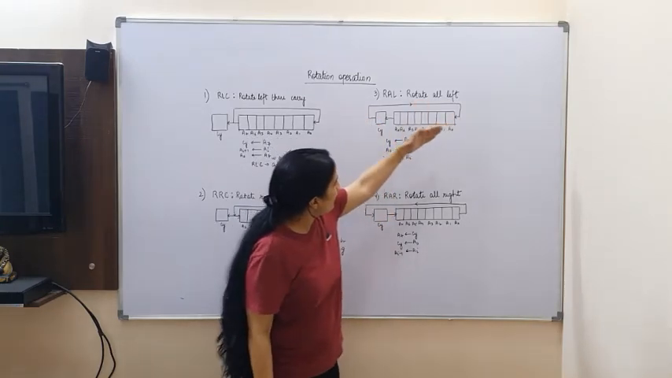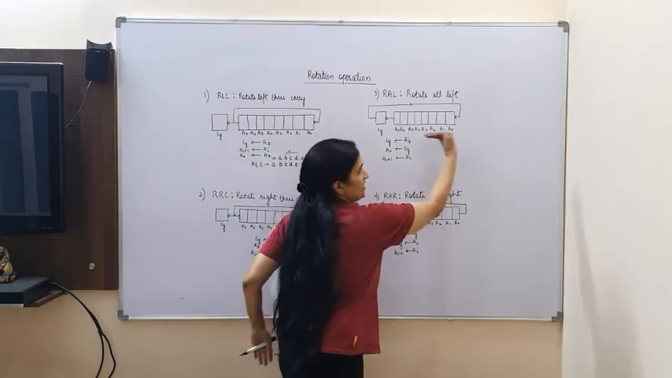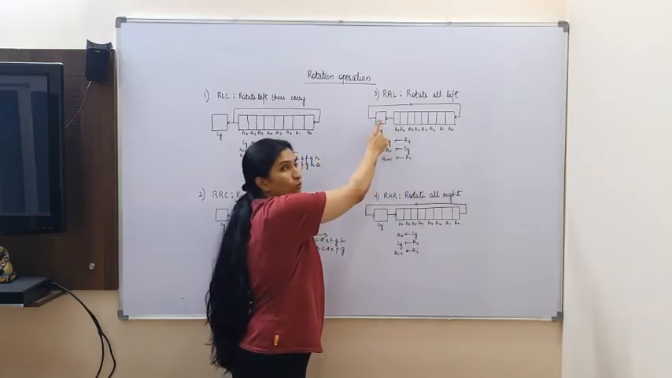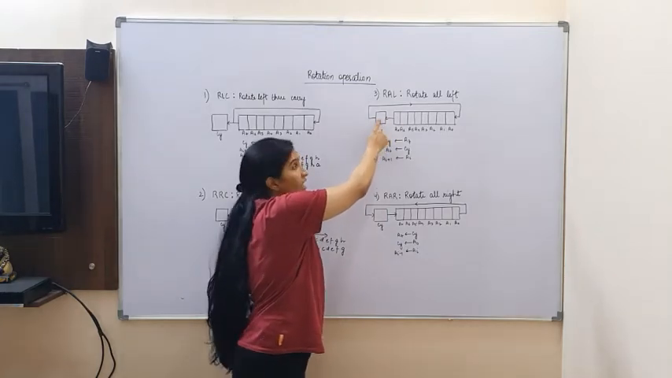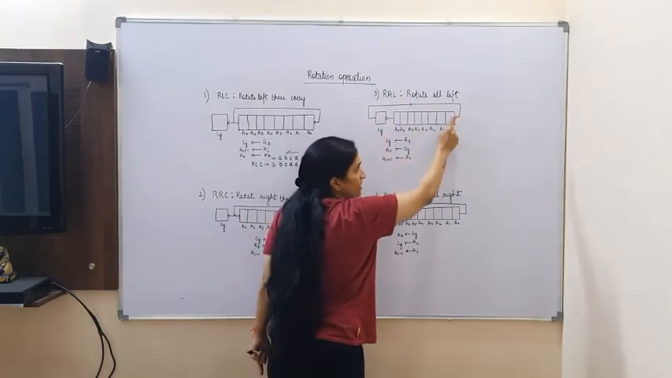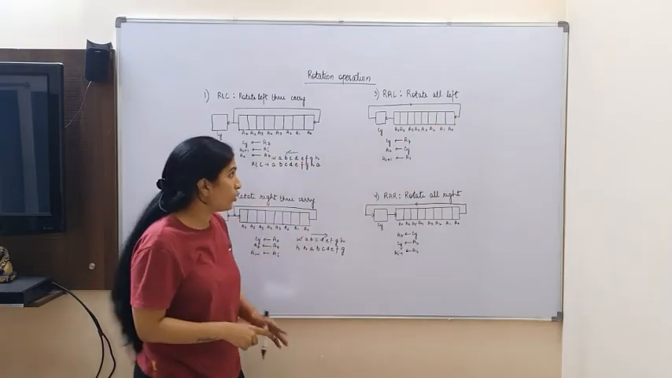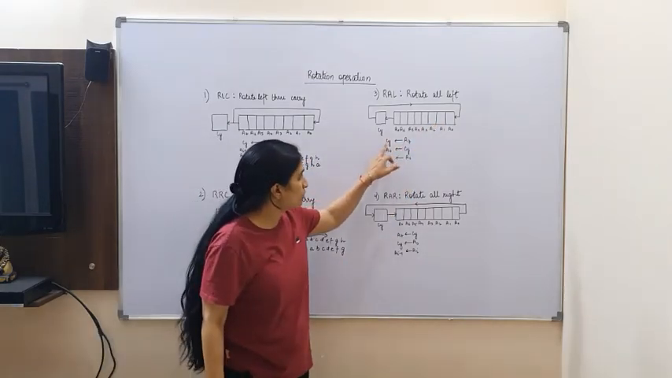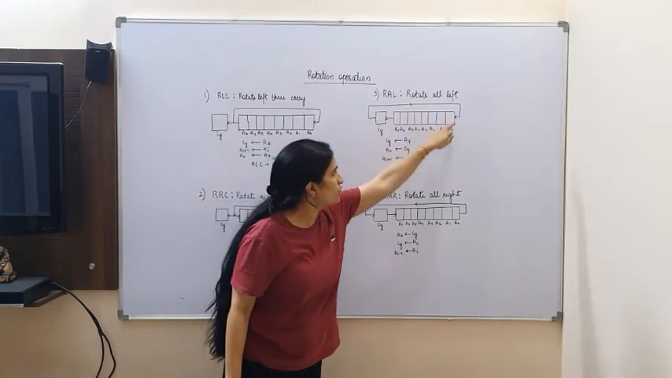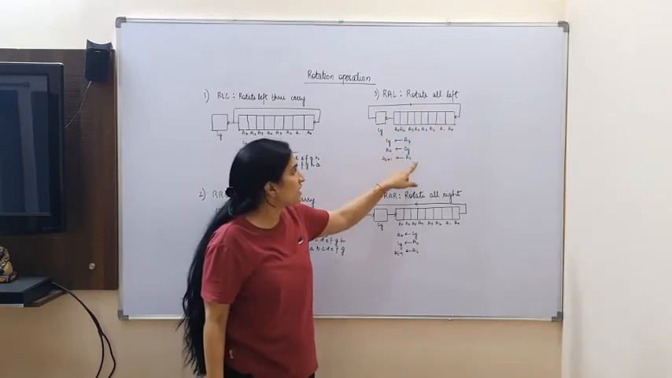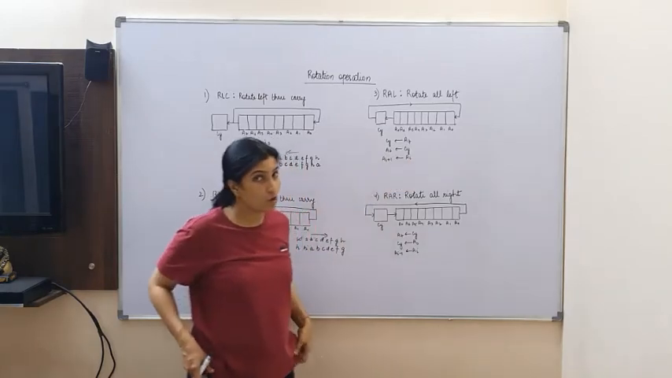When it is moving left, it's moving in this direction. When it is moving in this direction, A7 will be moving to carry. Carry will be moving to A0, A0 to A1, A1 to A2, and so on and so forth. So A7 will be moving to carry, carry will be moving to A0, and A5 into A6, A4 into A5, so on and so forth.